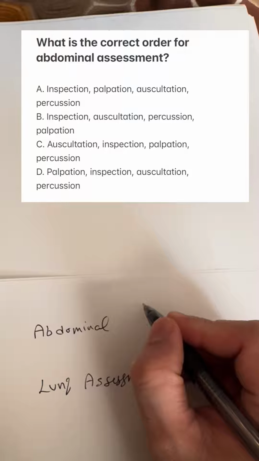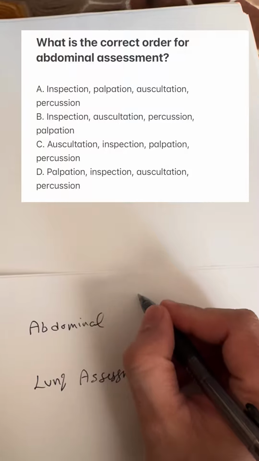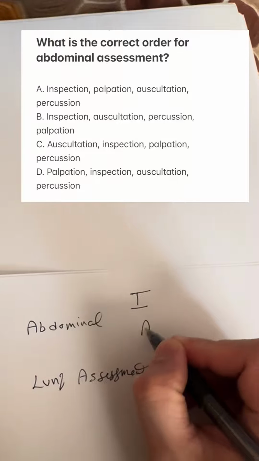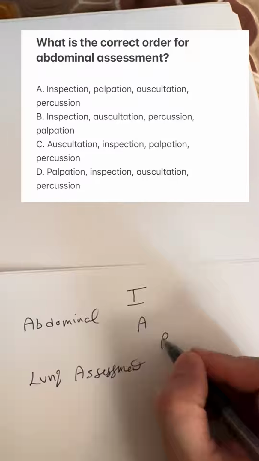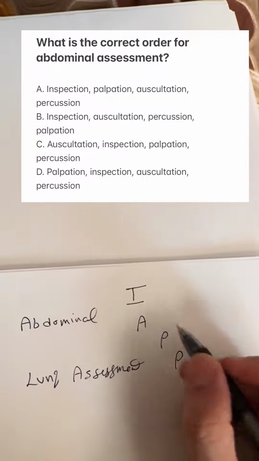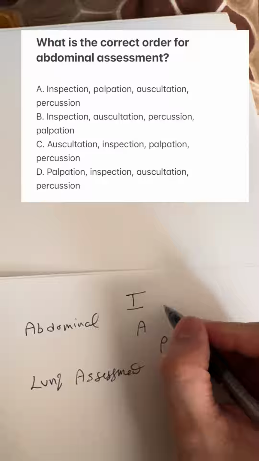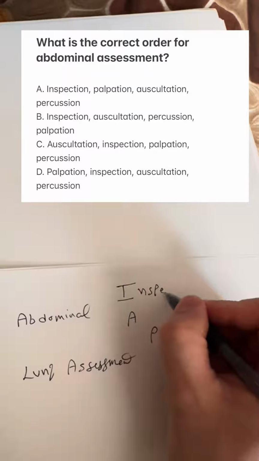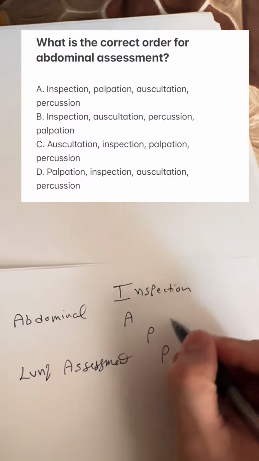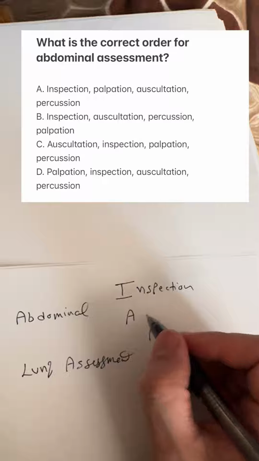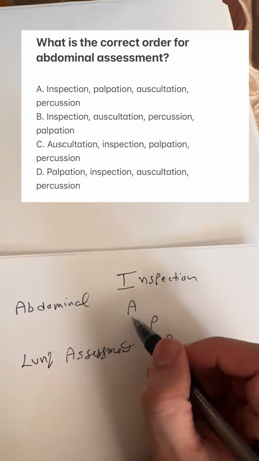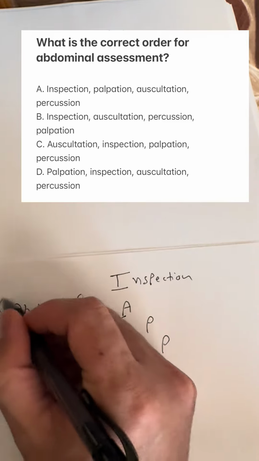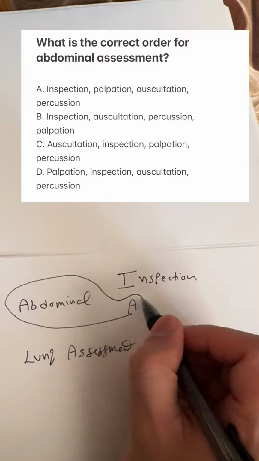The sequence you have to remember like this: I, A, P, P. I stands for inspection. When you see A, this will immediately bring you to the idea that the question is asking about A for abdominal. See, that's the trick.